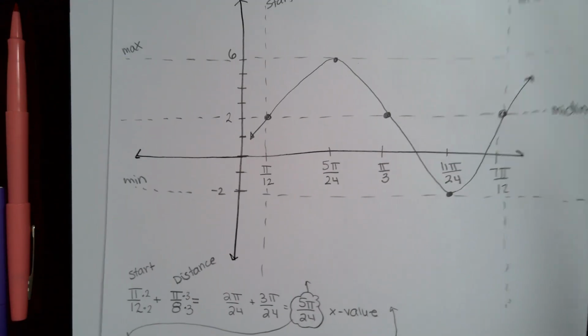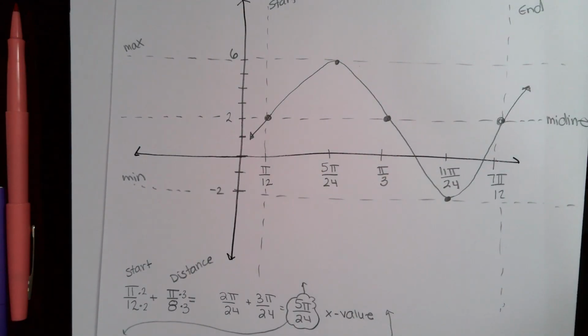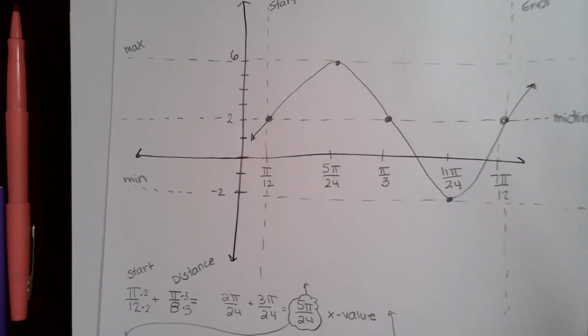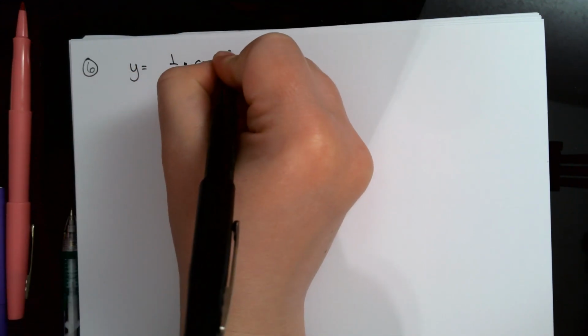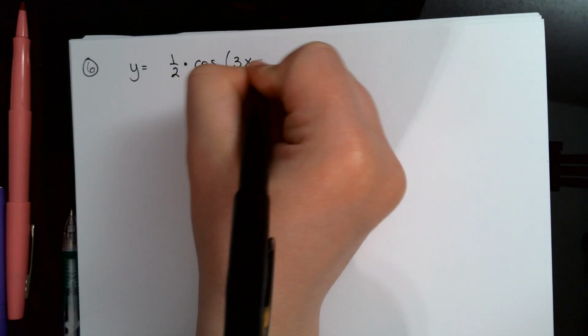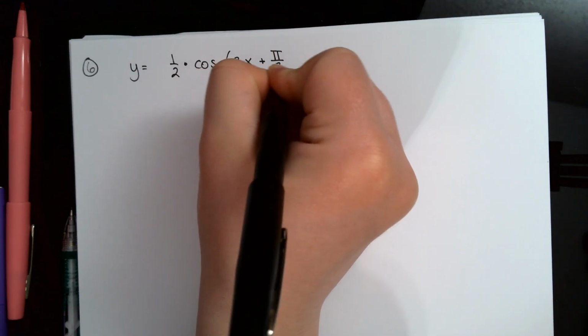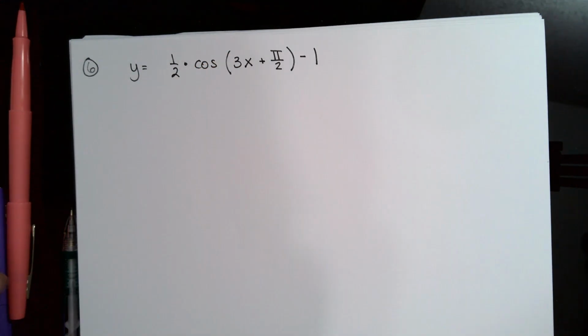Okay, let's go ahead and do one more, and that's going to be our cosine. And for cosine, I'm just going to rewrite it on a sheet of paper instead of writing it on the paper that is provided. This is question number 6. Question number 6 is y is equal to 1/2 times cosine of 3, I'm going to change it to x, plus pi halves, close it, minus 1.